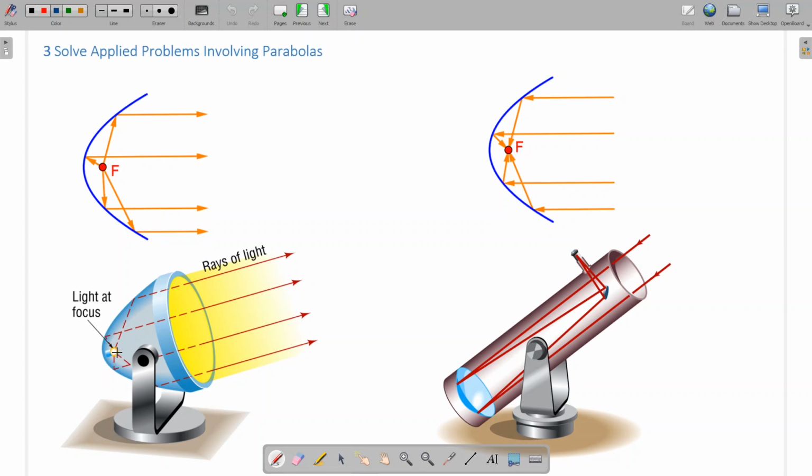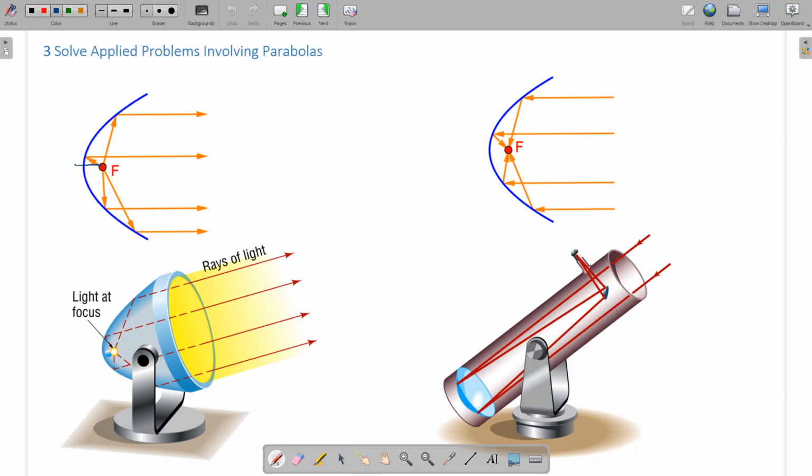If you place a light bulb at the focus of the parabola, the light from the light bulb will shoot out in straight lines in lots of different directions. When that light comes out of the light bulb, it will strike the reflective surface. There's a geometric property for parabolas that when it hits that surface, it will be bounced off in a line that is parallel to the axis of symmetry for the parabola.